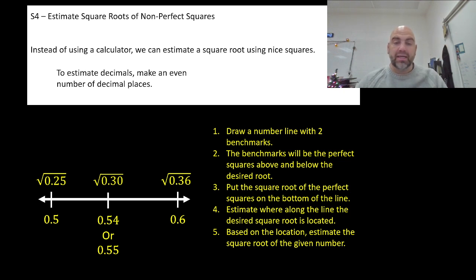That would be a really good estimate. Something outside of that might not be as good. But again, it's an estimate. And as long as you're showing your work and showing how you came up with it, I'm going to be totally fine with that.